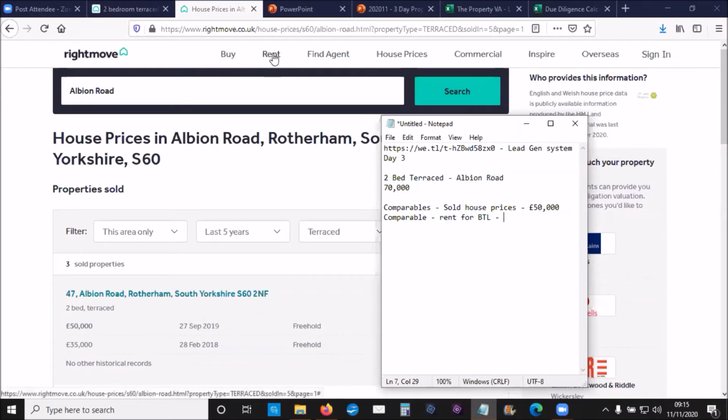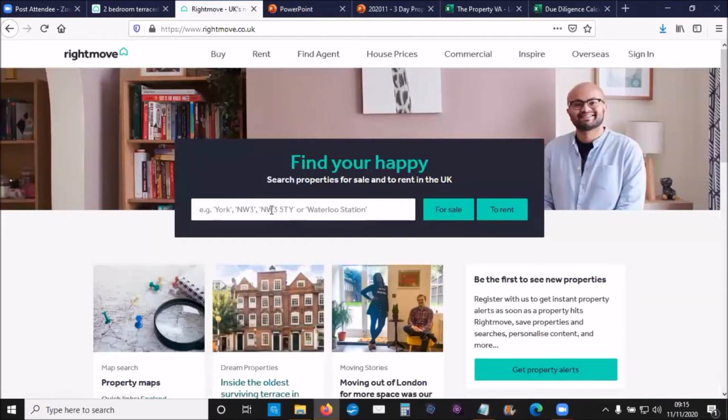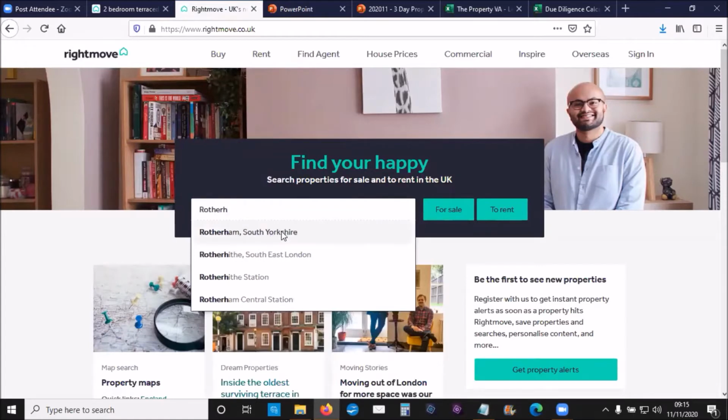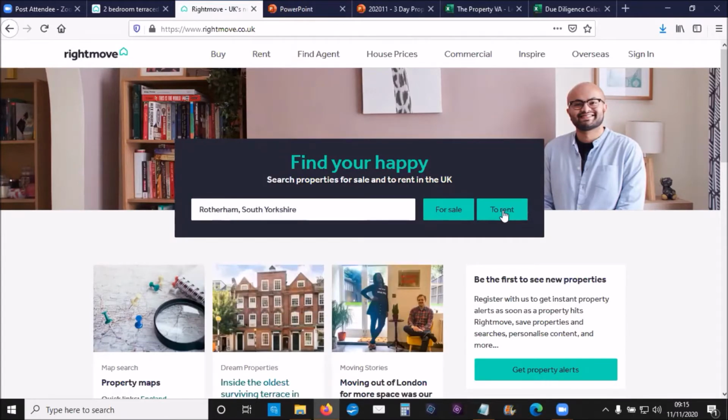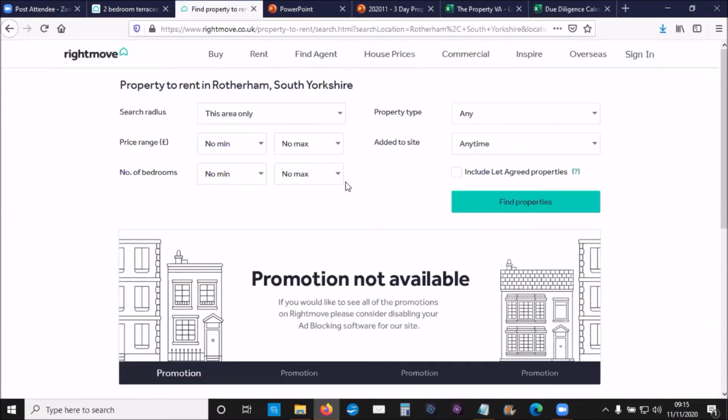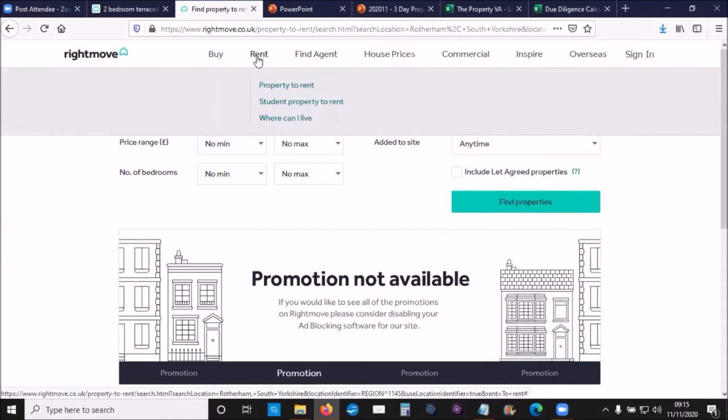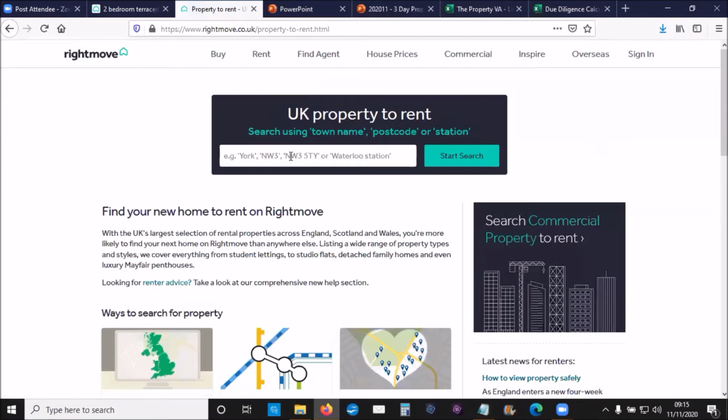All right. So for buy to let, we need to go not to the for sale page, but to the to rent page. You can either go back to the main home page. Okay, let's just let that load. We type in Rotherham and then click on to rent. Or we go to the rent page and rent tab on the nav bar at the top of Rightmove's page and click on property to rent. You'll see a similar page come up, and we're going to type in Rotherham.